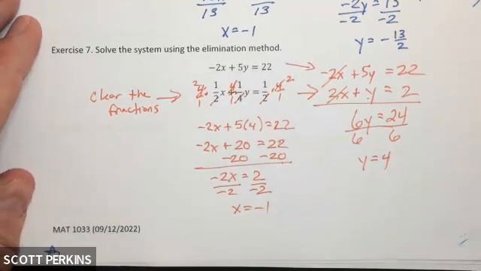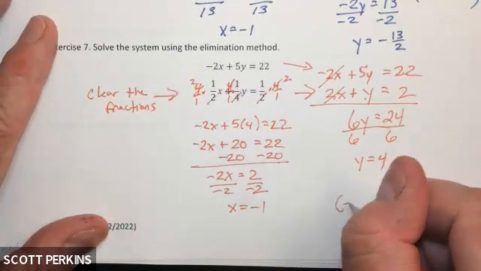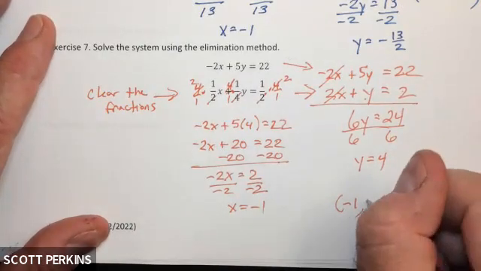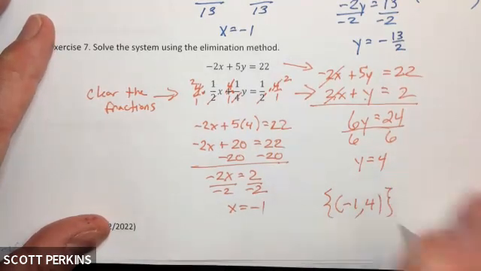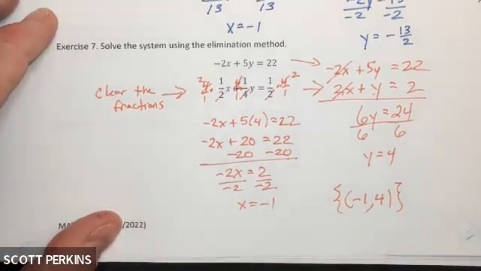So there's my x, there's my y. So my ordered pair answer, the x value is negative 1, the y value is 4. Again, I don't want that mistaken for an interval, so I put some squigglies around it so everybody knows that's a solution set.